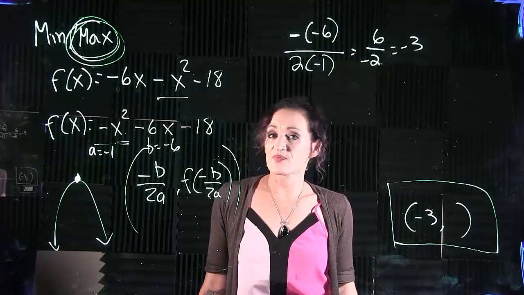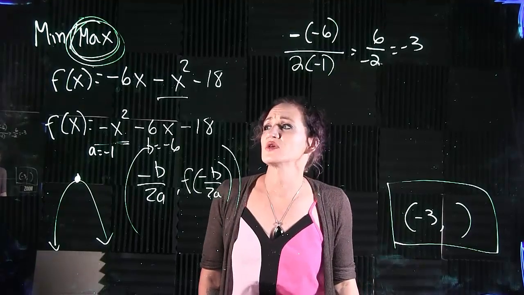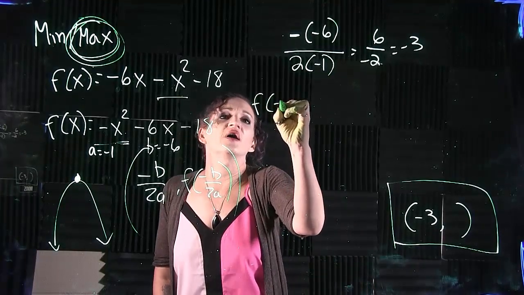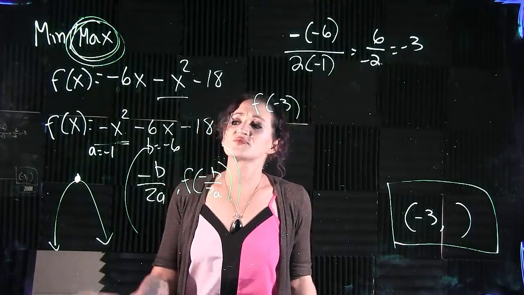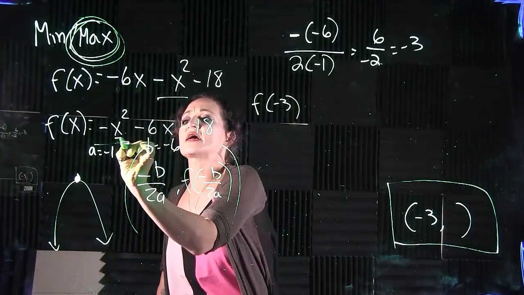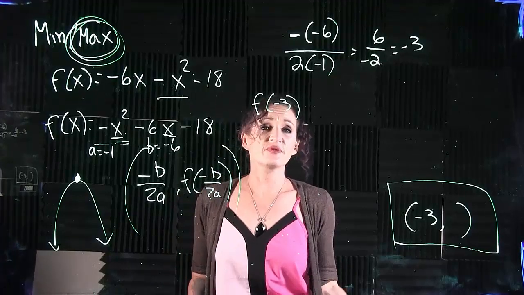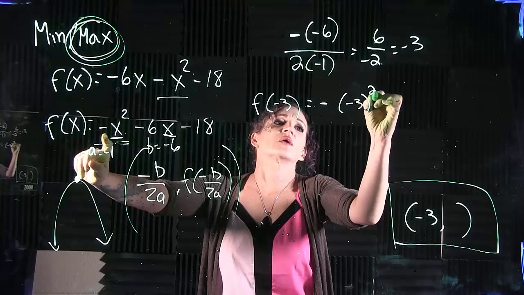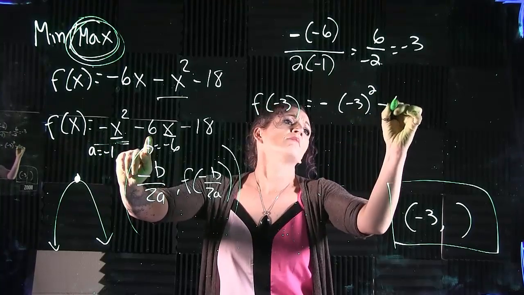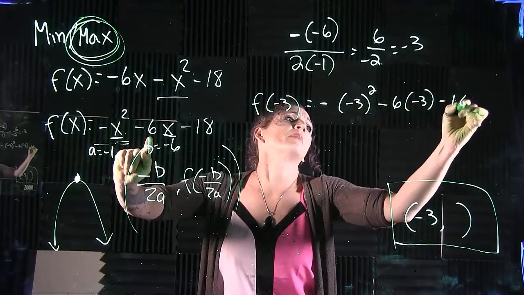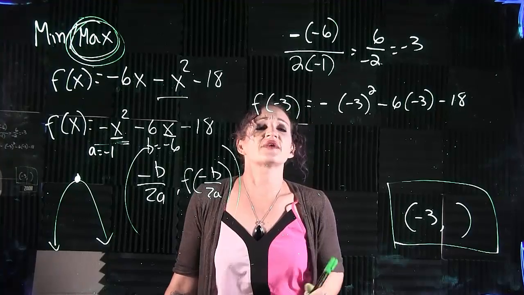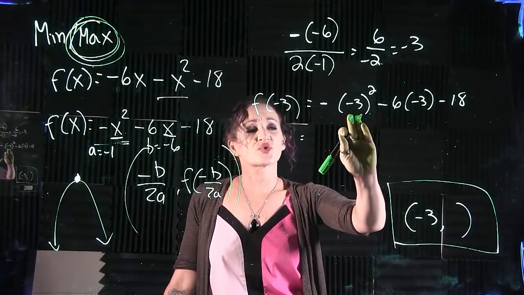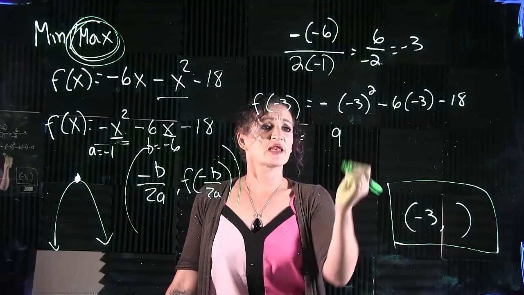In order to wrap up this problem, we just need to find the y value. So let's find f of negative 3, which means we're just going to plug in negative 3 into x, into our equation, simplify and figure out what it is. So we have negative x squared, where x is going to be a negative 3, minus 6 times x minus 18. Simplify this out. Negative 3 squared, so negative 3 times negative 3 is a 9.